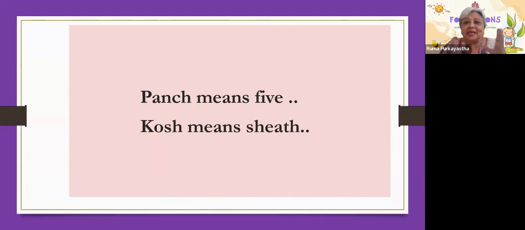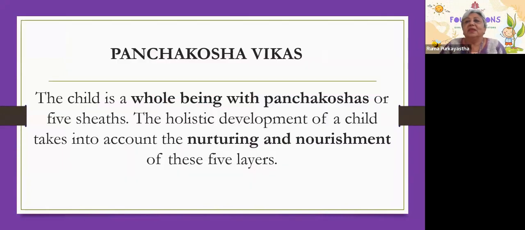I will not go into that, but yes, to the extent that it influences what we do in our schools. Now, this tradition of the Panchakosha is dealing with the whole being. A child is a whole being with those 5 sheaths. And when we talk about holistic development, which is what our education is all about, we are taking into account the nurturing and the nourishing of all these 5 layers. So the senses, which help us to learn, are in fact nurturing and nourishing these 5 layers around us. And each layer has a different function, but they're all overlapping.